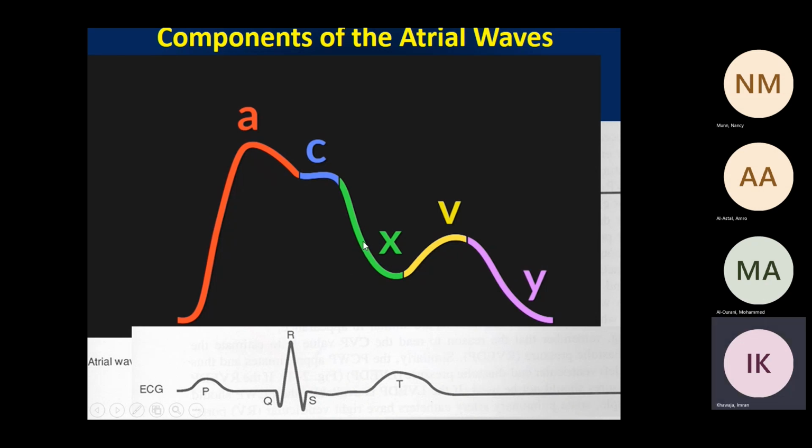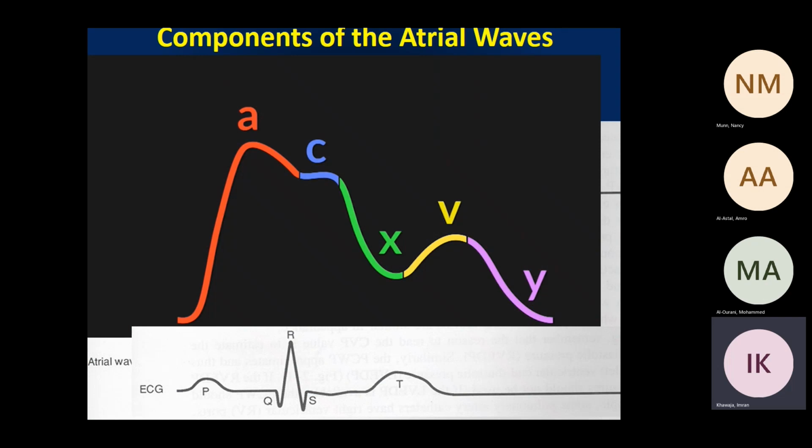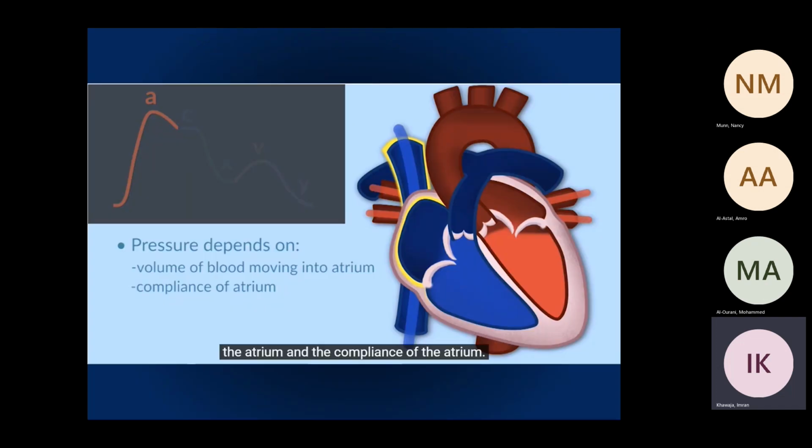And then the X, when the atrium relaxes during systole, when the ventricle is in systole. So it gives you this negative deflection. And then the V, when the atrium is filling up. So that will be at the end of the ventricular systole, which will be after the T wave. Then the Y, just before the end of ventricular diastole, when the atrium gives you the atrial kick and the atrium empties, so that will cause the pressure to go down.